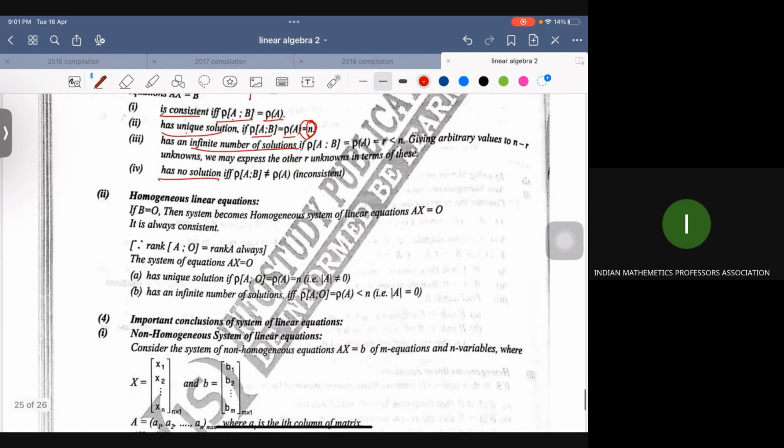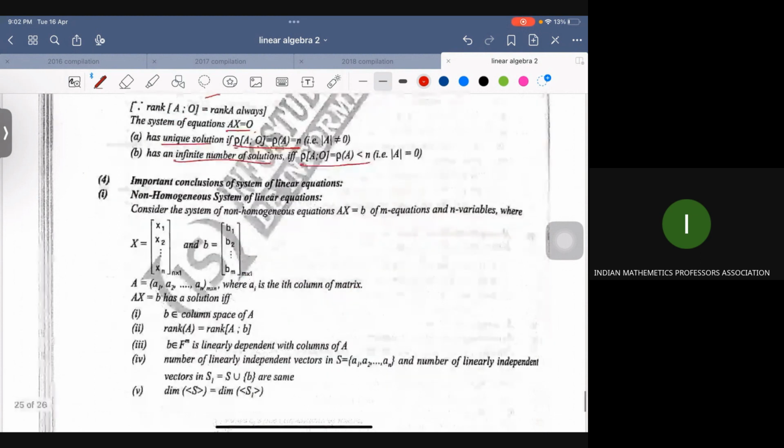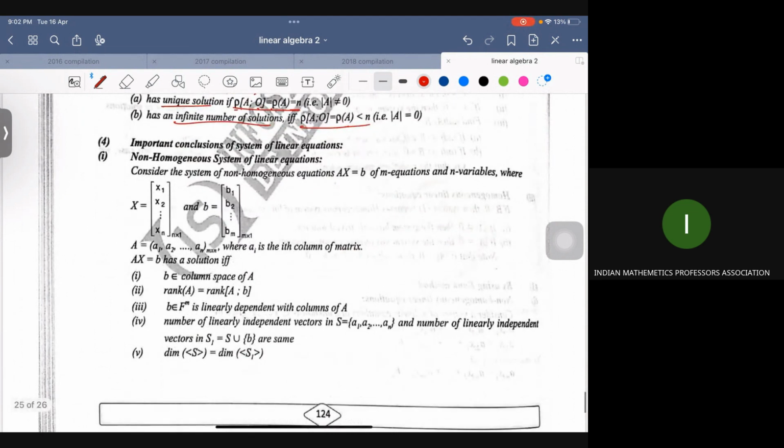In the case of a homogeneous system, here B is the null matrix, so AX equal to 0. It is always consistent. For the system of equations AX equal to 0, if the rank of A comma null matrix is equal to the rank of A, which is equal to n, it has a unique solution. If the rank of A is less than n, it has an infinite number of solutions. So these are some of the conclusions for homogeneous and non-homogeneous systems.